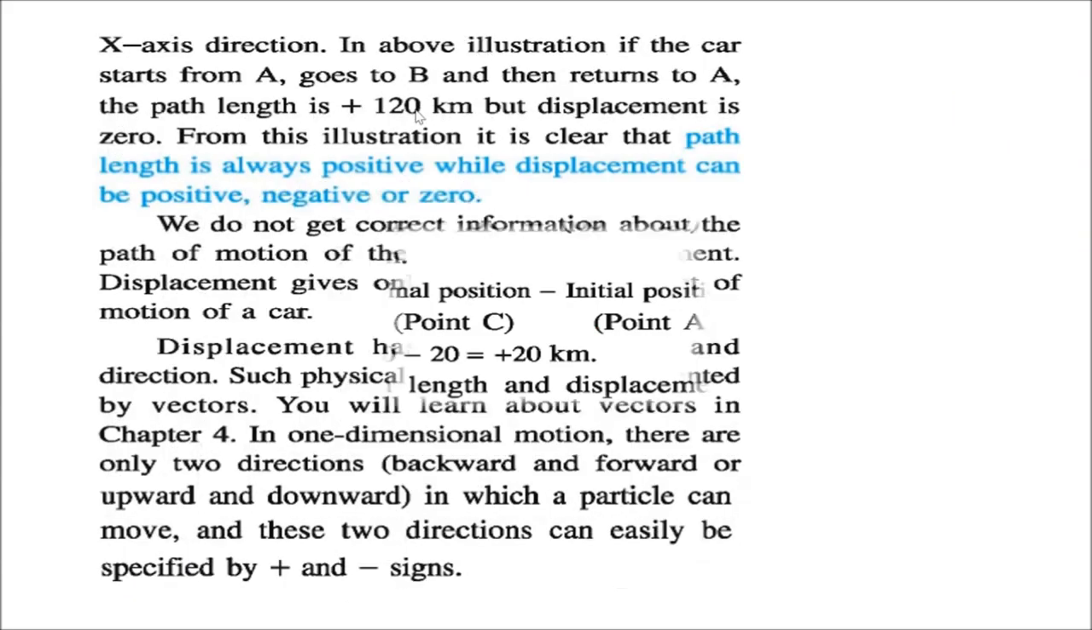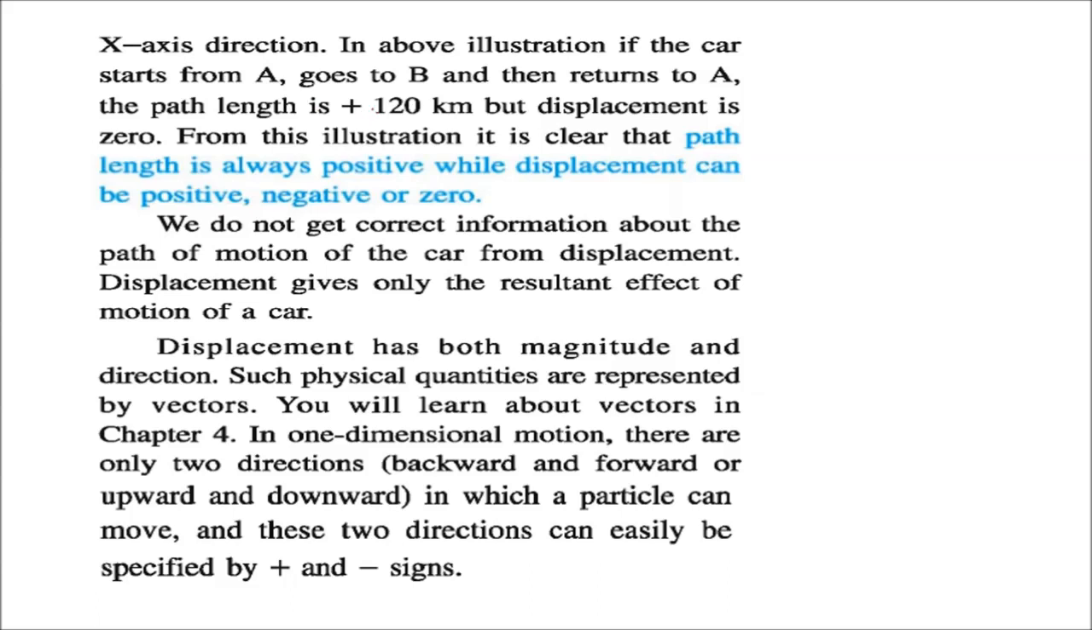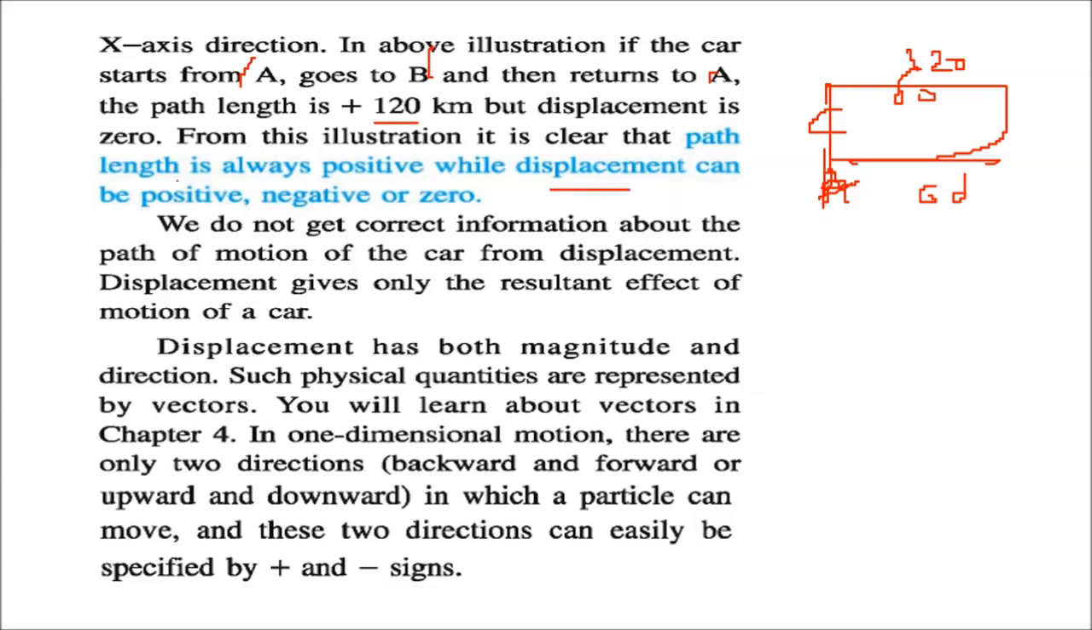So displacement of the car is in the x direction, and in the example we have seen the car starts from A, goes to B, returns to A. The total path length was actually 120, but the displacement is just 0, because if you say it starts from here and comes back to this point, then the total distance will be 120, because this is 60 and again this is 60, so 60 plus 60 is 120. But this is A, and say the final position is C, and it came back, A and C are in the same position, that is, the displacement is 0. So path length is always positive, while displacement can be either positive or negative or 0.